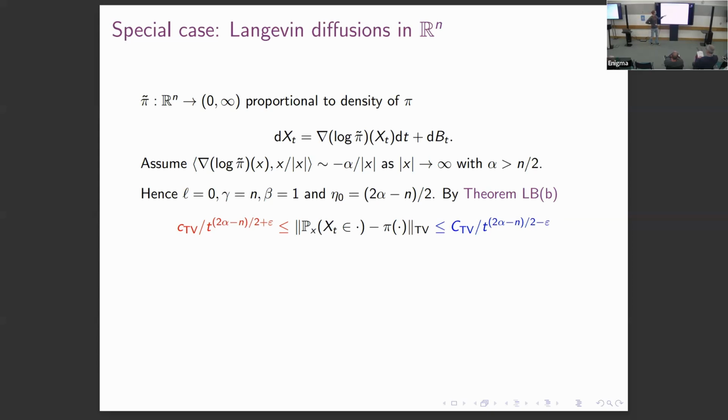So you see, the derivation of the rate of convergence is not just the upper bound, but in fact is the property of convergence for Langevin diffusions.